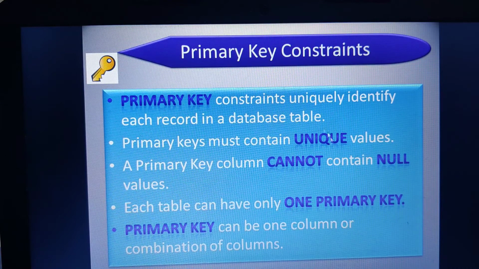So how do we apply this primary key constraint onto the columns? By using the create table or the alter table command, we can create the primary key. Now let us see the examples to define the primary key.